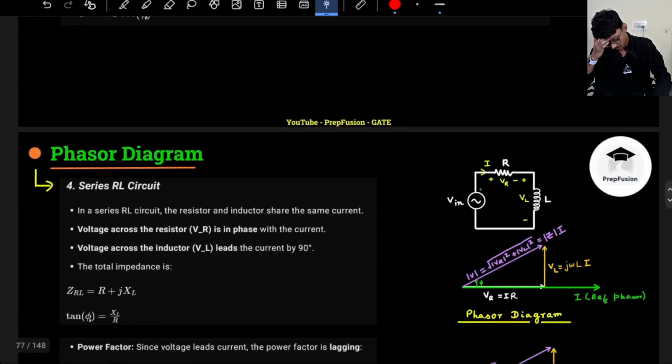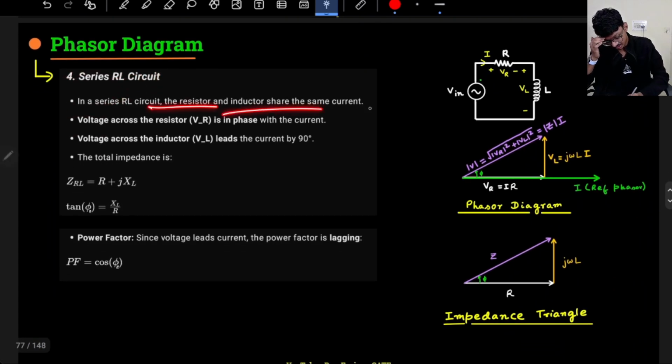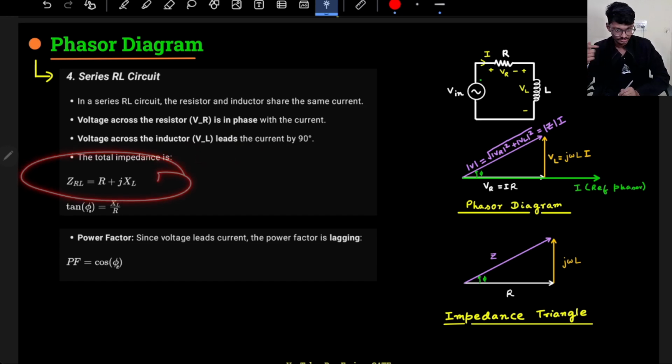So next is the series RL circuit. In a series RL circuit we have the resistor and inductor that share the same current. Here the resistive voltage will be in phase with the current, but the inductor voltage will lead the current. That's what is written over here. Voltage across the inductor leads the current by 90 degrees. And your impedance will be R plus jXL.